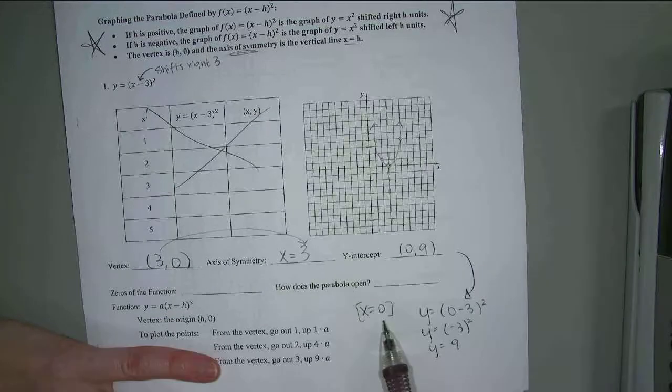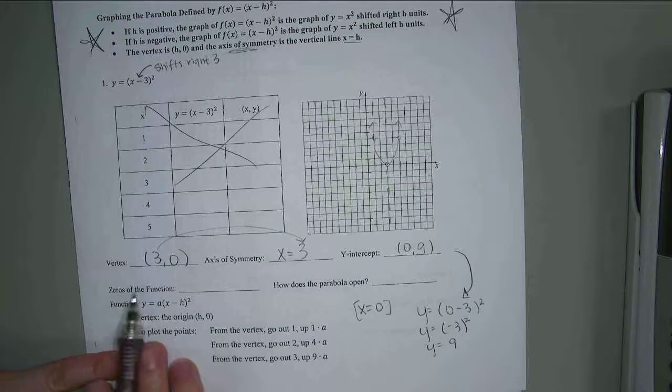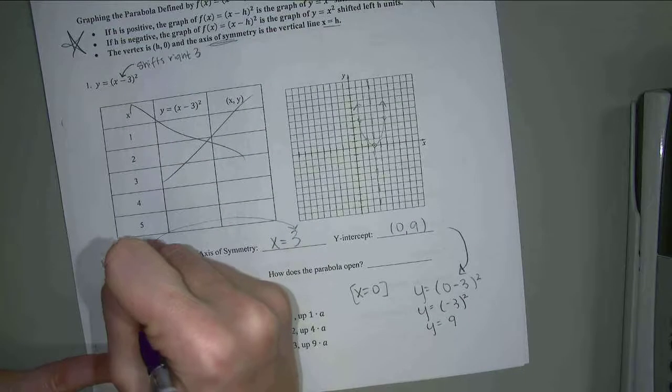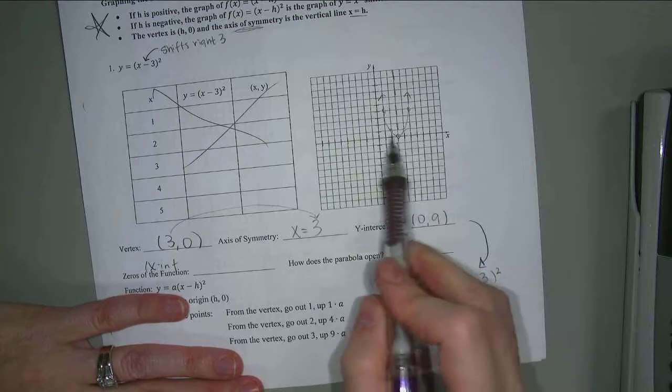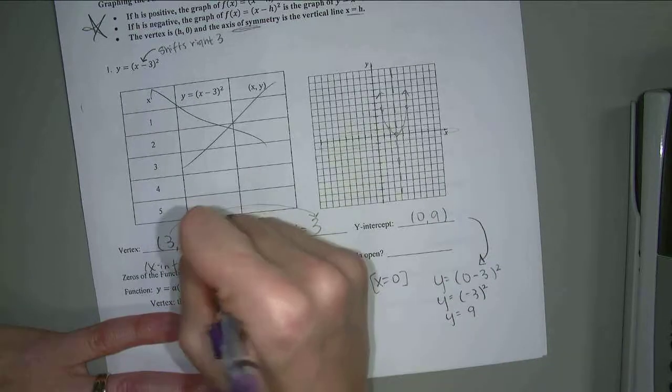So how you find it is just plugging 0 in for x in the original function. You won't always have zeros of a function or your x-intercepts. Notice here, guys, we do have an x-intercept. That's just where we're sitting on the x-axis. So that's just 3, 0.